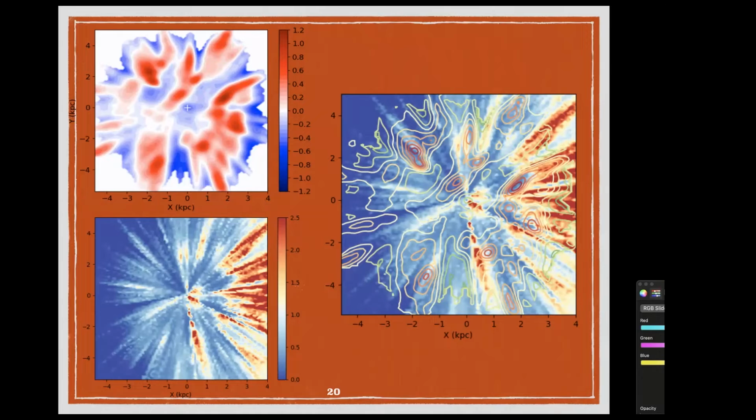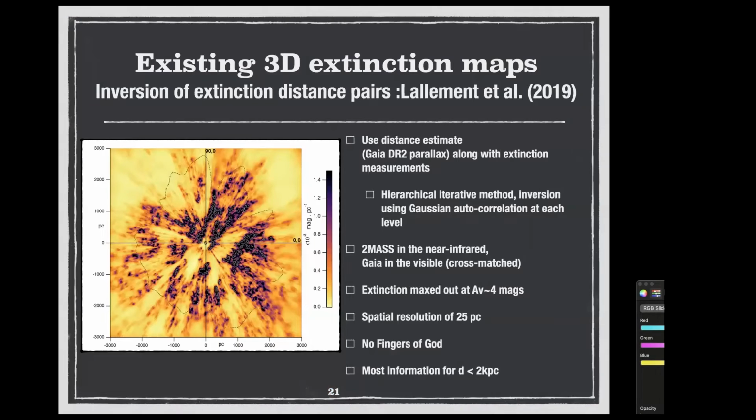Okay. So I'll move on to other extinction mapping, a different technique, which is what Roselyne Lallemand did. This is her latest version of the map in 2019. Now, the difference here, there's no galactic model. You just have stellar pairs, extinction distance pairs, and you then do an inversion to try to see what is the structure that would reproduce the observed extinction distance pairs.